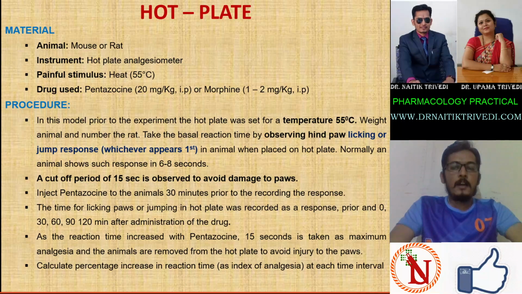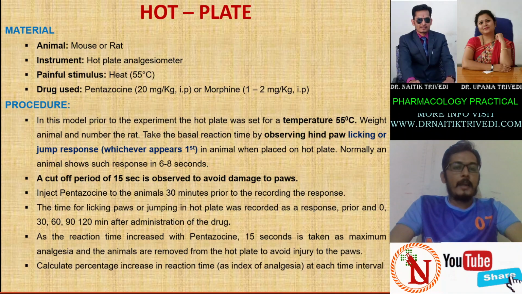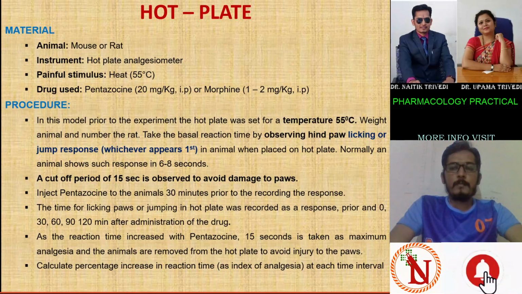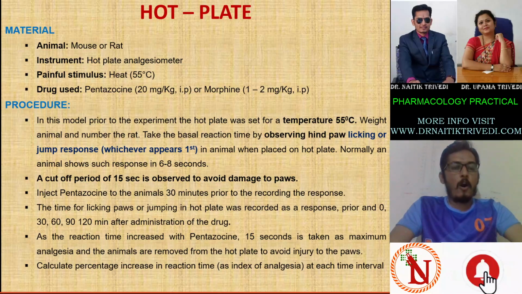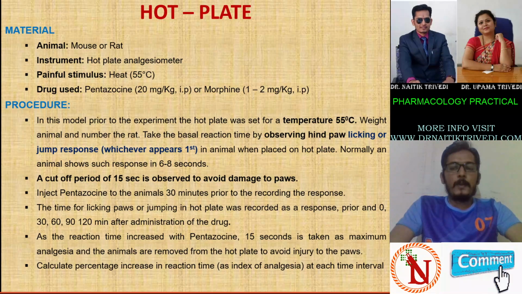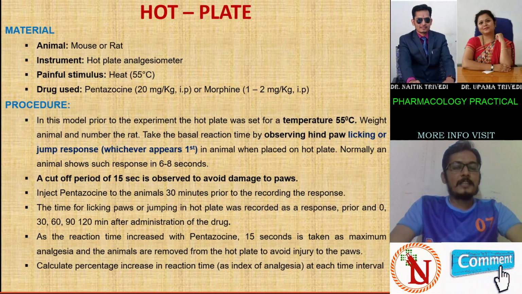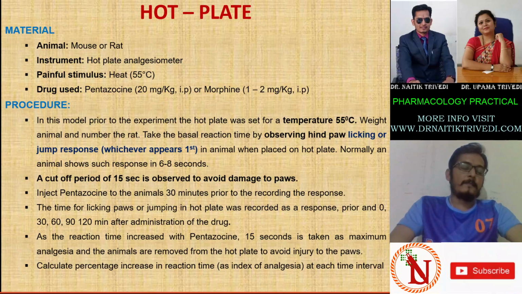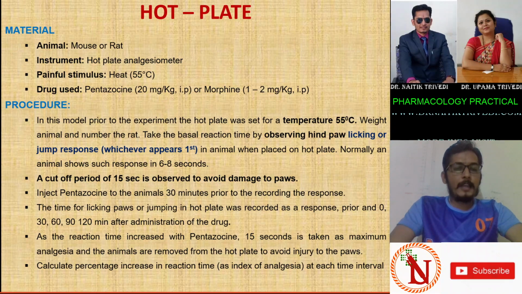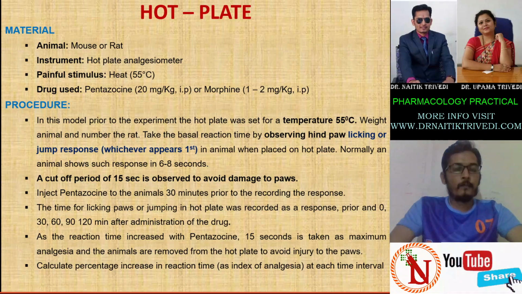We are observing the response by putting that animal onto the hot plate analgesiometer, and we will observe the paw licking or jumping response, whichever appears first in the animal when placed onto the hot plate. Normally, an animal shows such a response in 6 to 8 seconds, but if the animal does not show the response in 6 to 8 seconds, then take the cutoff period of 50 seconds to avoid damage to the paw.